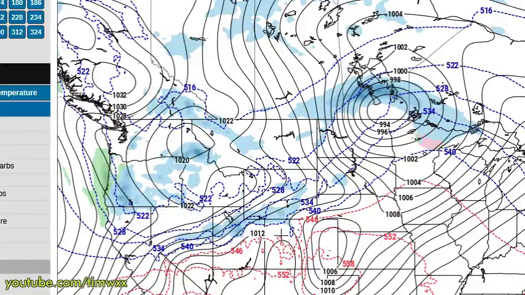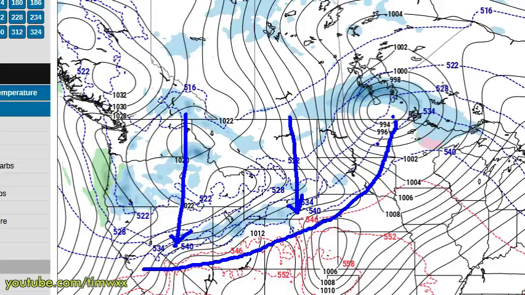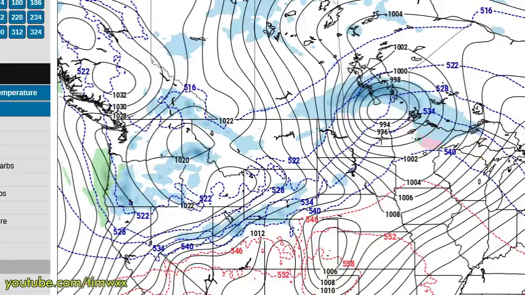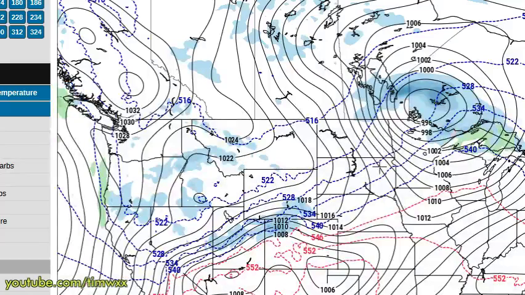The models have been pretty consistent on signaling an invasion of Arctic air around December 4th to 5th. The details have been kind of all over the map, but it's been pretty consistent in pushing a cold air mass through the western U.S. into the Rocky Mountain region. So we could have kind of a cold pattern coming up here for the second week of December.